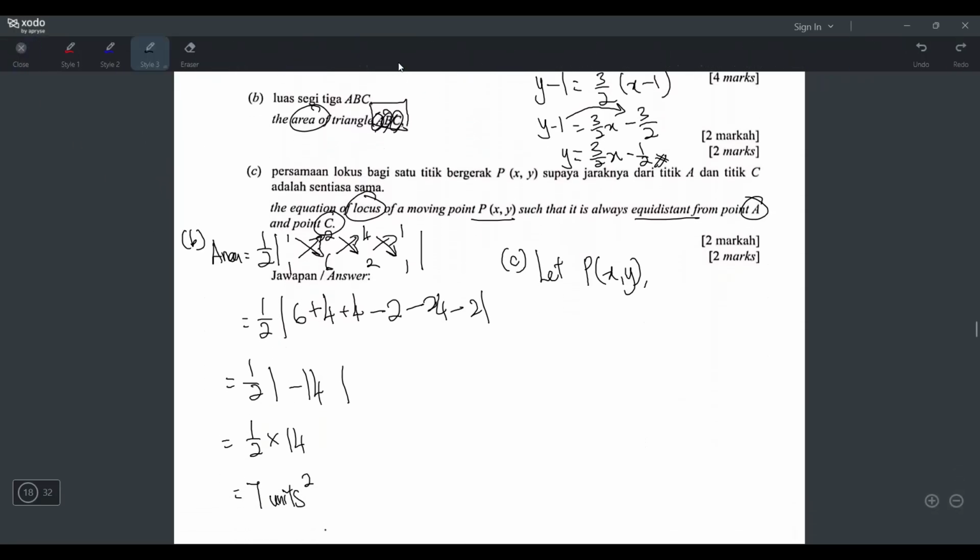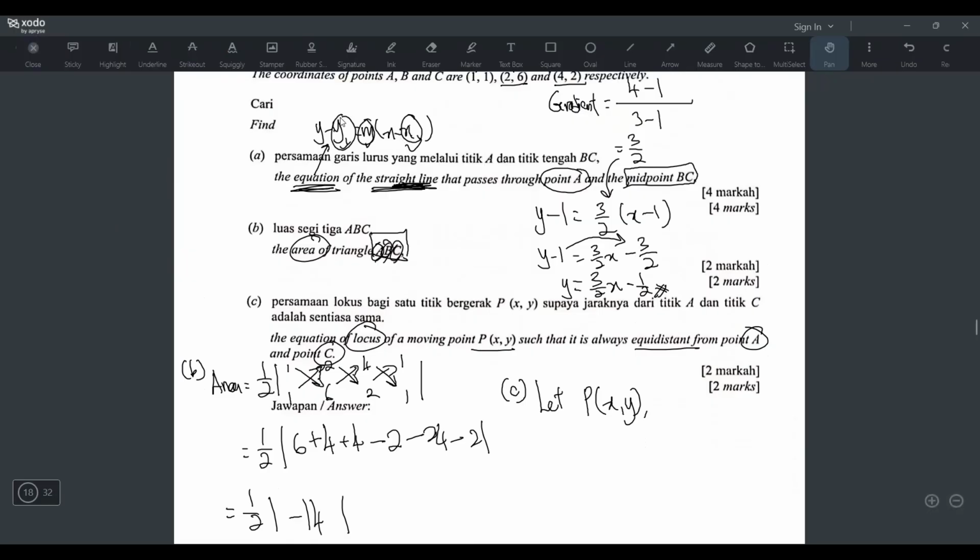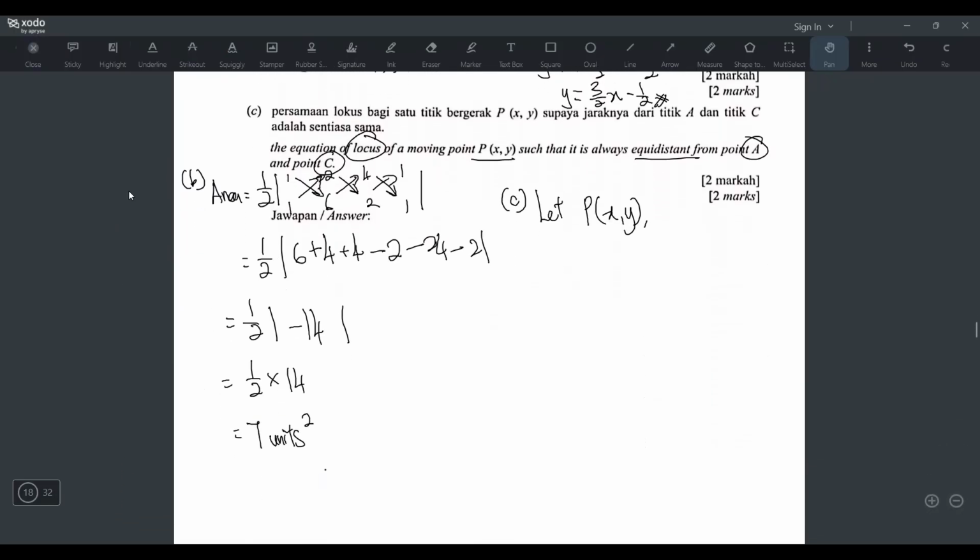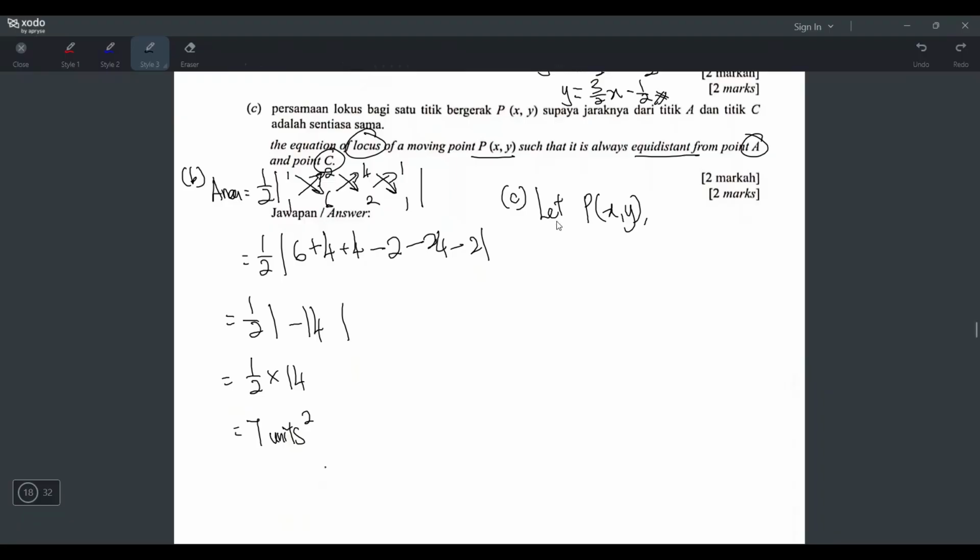Another method is to use the distance formula, which is what I'm about to do now. I will not use the method I mentioned earlier, which is this formula. I will use the distance formula to do it. How to use the distance formula? Okay, you already let P be xy, right? And look at the condition here. The moving point P is always equidistant from A and C. It means the distance of PA and PC always remains equal. So no matter how P moves, the PA distance is always the same as the PC distance. Okay, so now I'll use the distance formula.